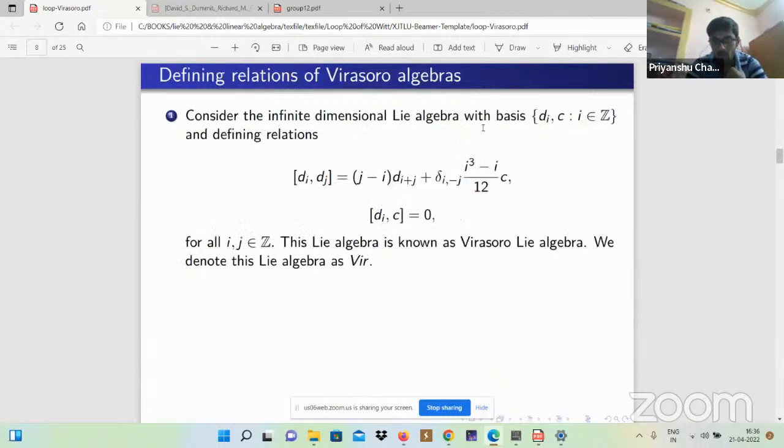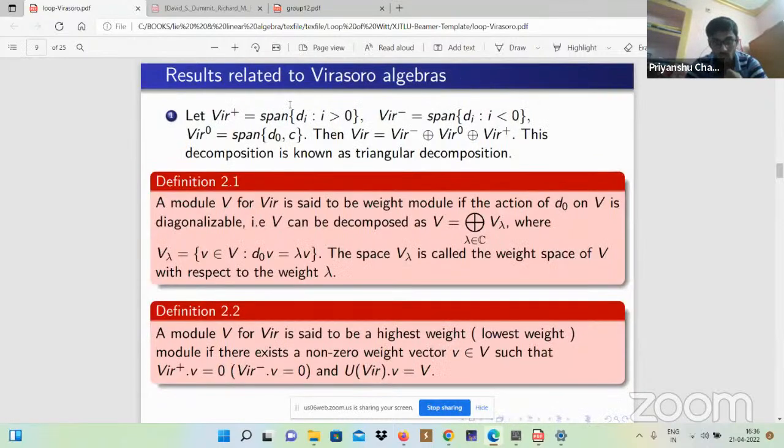Consider the infinite dimensional Lie algebra with basis d_i, c, i in Z, and defining relations [d_i, d_j] equal to (j minus i) d_{i+j} plus delta_{i+j,0} (i cubed minus i)/12 c, and [d_i, c] equal to 0. Here c is the center element of this Lie algebra. This Lie algebra is known as the Virasoro algebra. We denote this Lie algebra as V. Let V plus equal to the span of d_i, i greater than 0, V minus equal to the span of d_i, i less than 0, and V0 equal to the span of d_0, c. Then this Virasoro algebra has a triangular decomposition V equal to V minus direct sum V0 direct sum V plus.